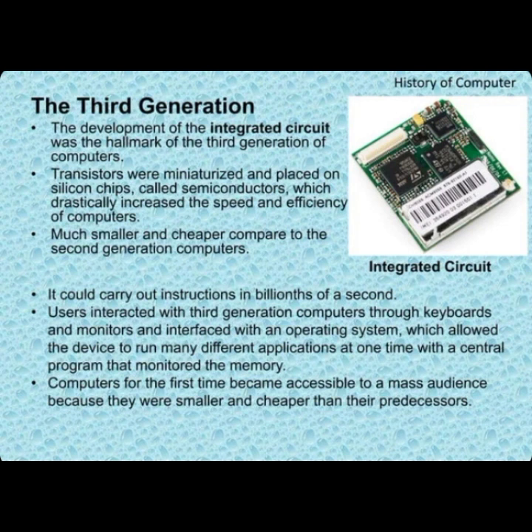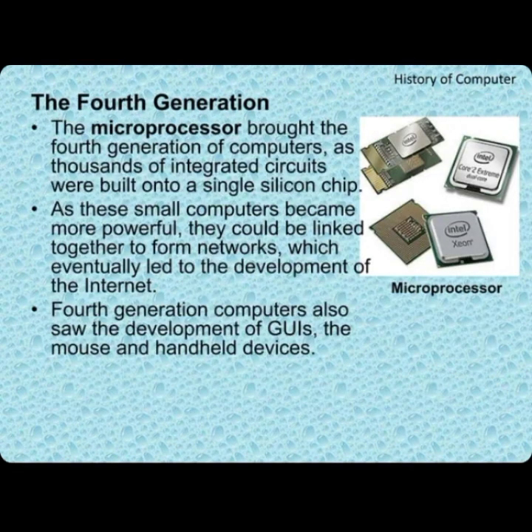Users interacted with third generation computers through keyboards and monitors and interfaced with an operating system, which allowed the device to run many different applications at one time with a central program that monitored the memory. Computers for the first time became accessible to a mass audience because they were smaller and cheaper than their predecessors.